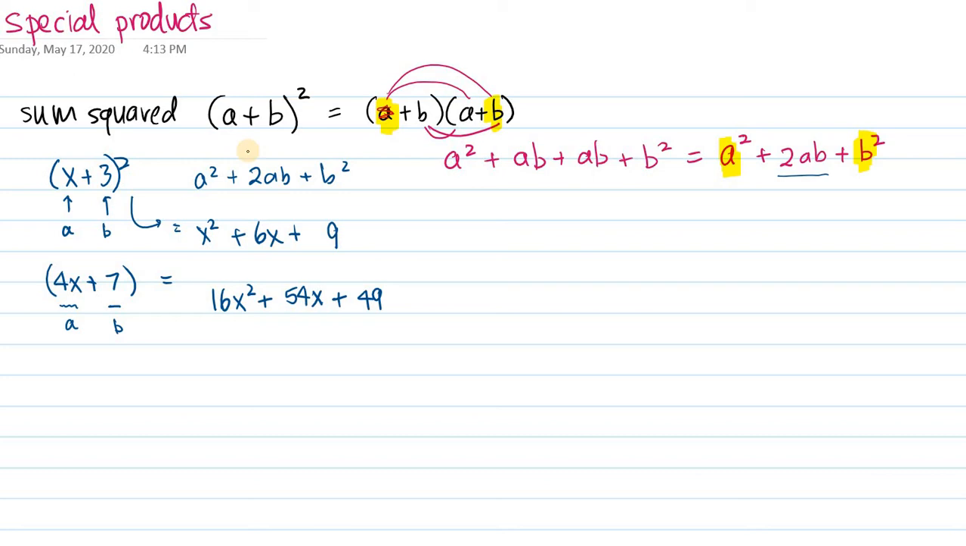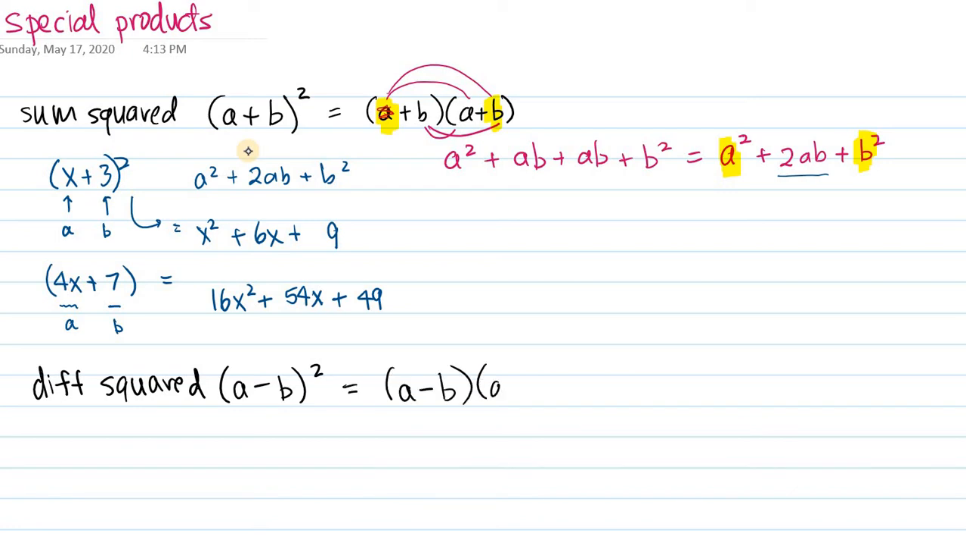A very similar pattern is a difference squared. The only thing that's different here is that there is a subtraction sign in between the two values. So when I multiply them out, I would have (a - b) times (a - b).